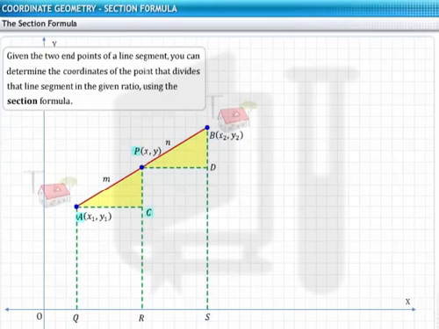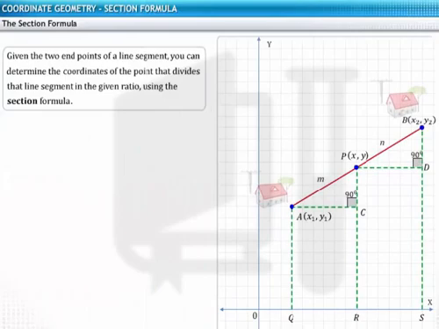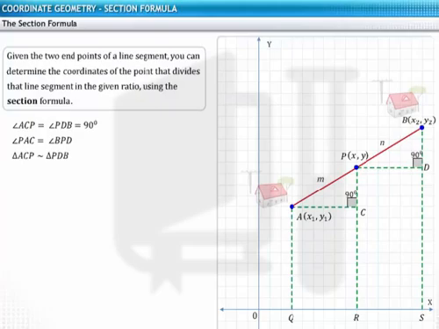Two triangles ACP and PDB are created. You will observe that angle ACP is equal to angle PDB, that is 90 degrees. Angle PAC is equal to angle BPD. Based on the angle-angle (AA) similarity criterion, we can conclude that triangle ACP is similar to triangle PDB. Since one of the angles is 90 degrees, they are similar right-angle triangles. In similar triangles, the ratios of the corresponding sides are equal.